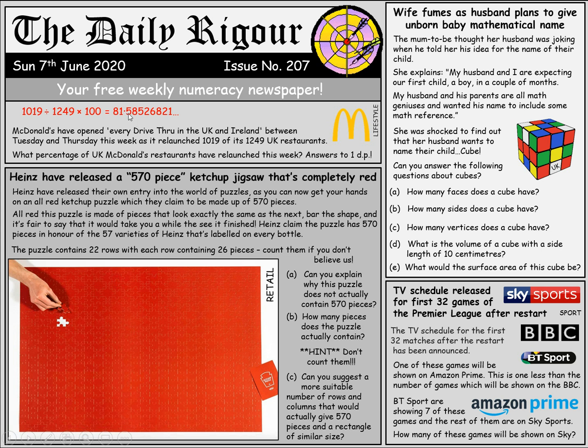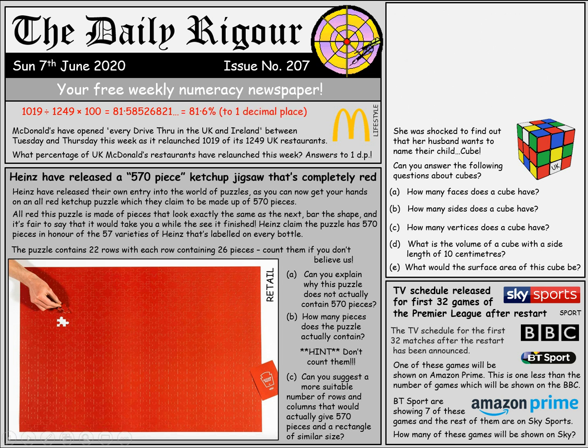So the first decimal place, the tenths, is a 5. And if we go to the hundredths, it's 8. So that means that it's going to be closer to 81.6 rather than 81.5. So to one decimal place, it's 81.6%.